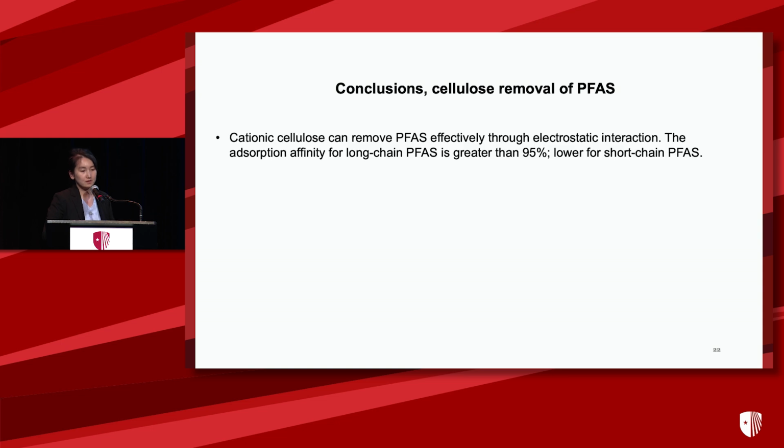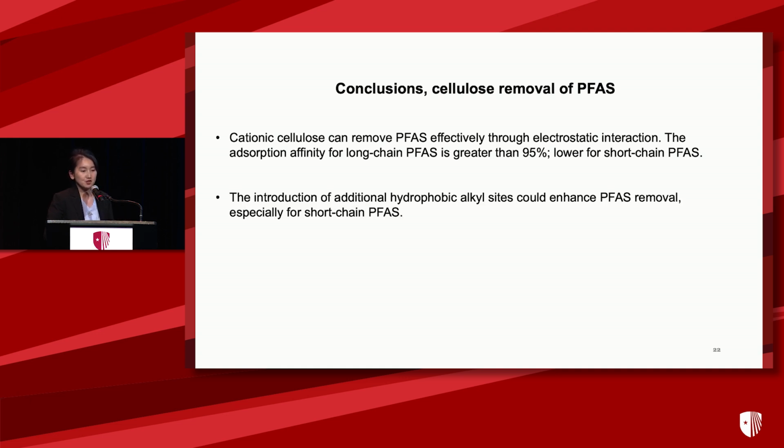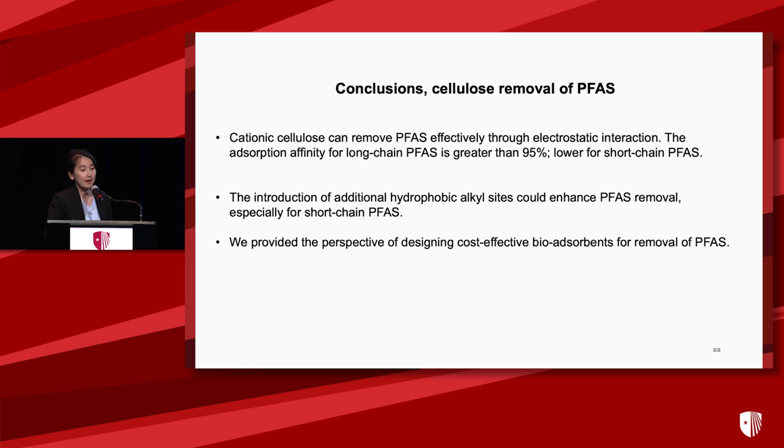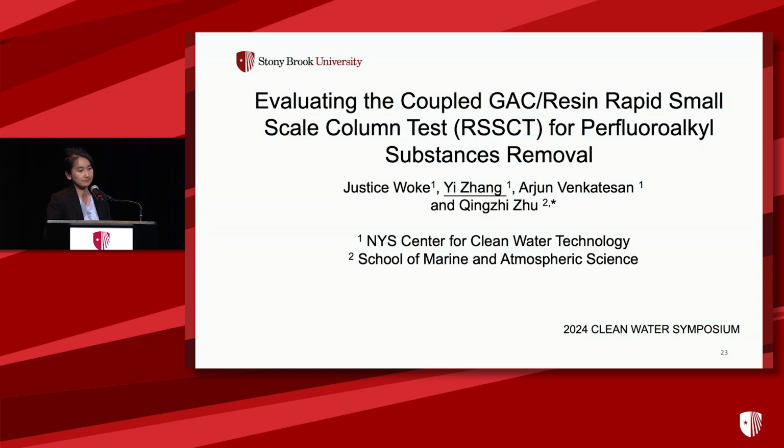So for this project, the conclusion would be that the cationic cellulose can effectively remove PFAS through the electrostatic interactions, which is modified on the surface of the cellulose. The adsorption affinity for long-chain PFAS is higher than for short-chain PFAS. And the introduction of an additional hydrophobic alkyl side chain can enhance PFAS removal, especially for short-chain PFAS. And also we provide a perspective on designing cost-effective bioadsorbents for removal of PFAS.